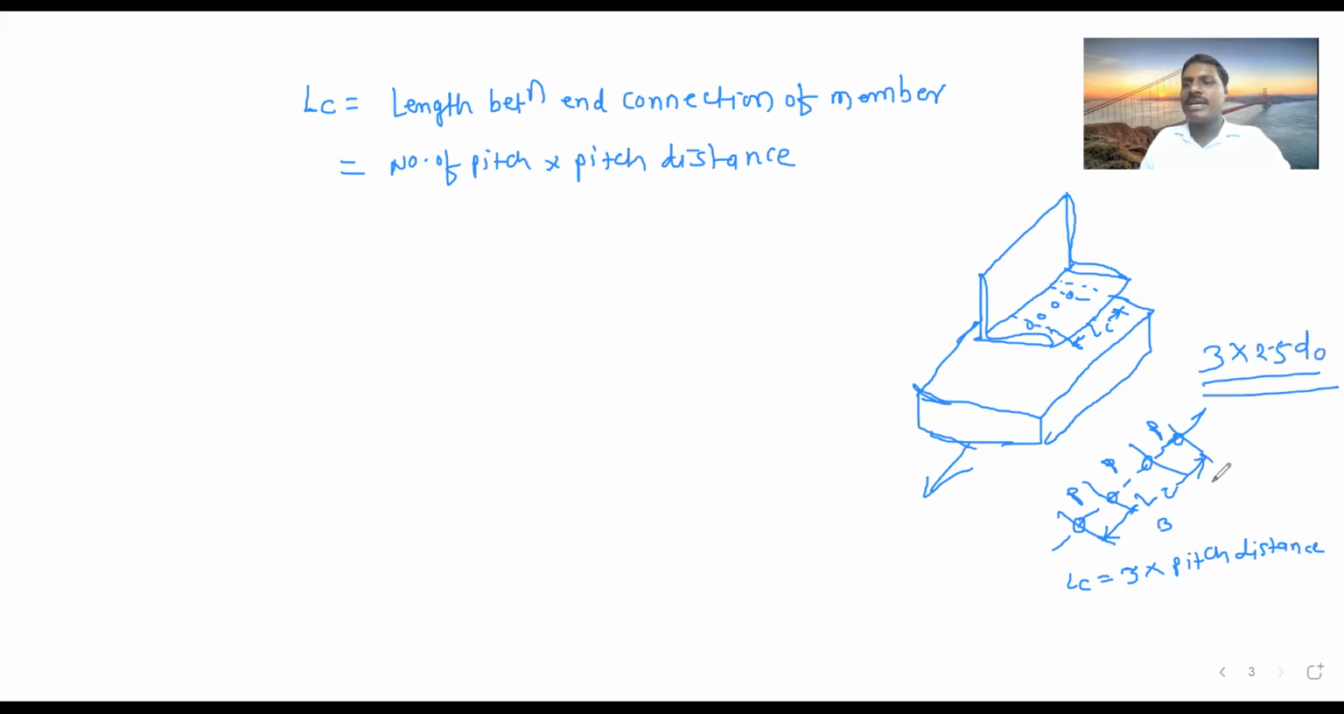So in this way we can calculate the LC. Here I have written the formula for this LC. Why did we say 3? Because we took an example of 4 bolts. But if we do not know the number of bolts, in that case we can use this formula: number of pitches into pitch distance. Correct? Have you written this? Yes, sir. Okay.